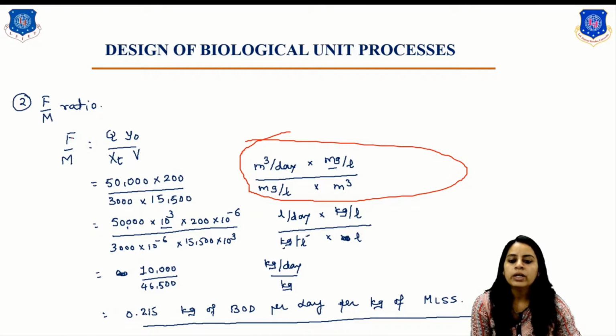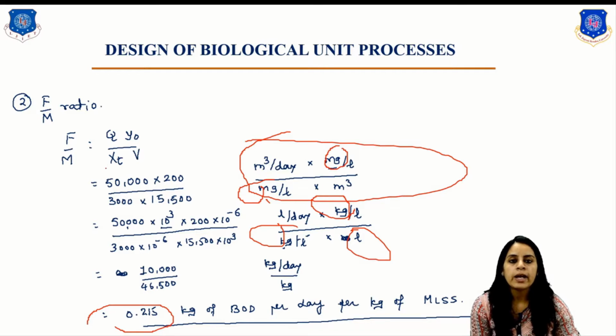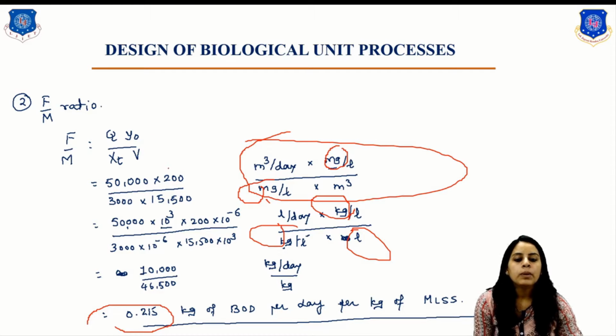Here you can see that the units are also given, so first of all we convert into kg per day. The 15,000, given in meter cube per day, we convert into liter per day. Then the mg we convert into kg. Again, the mg here we convert into kg, and the last one we convert into liter. So the final answer is in kg per day. The F by M ratio is 0.215 kg of BOD per day per kg of MLSS.